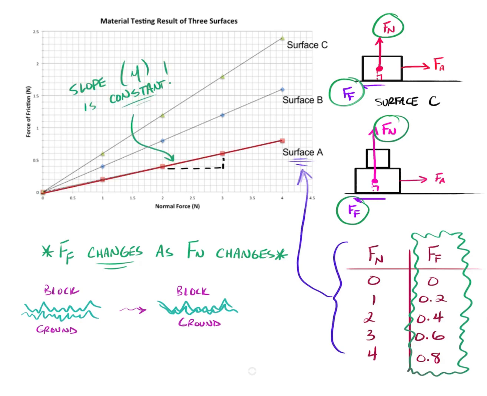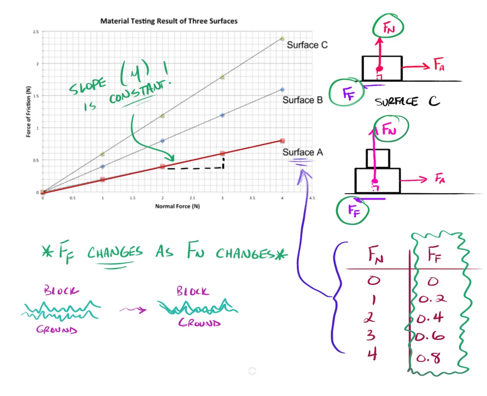If we look at the slope of this line, in this case surface A, the slope, which actually is the coefficient, the frictional force over the normal force, is constant. Even though you get varying frictional forces, those individual red dots on that line are different. You get different frictional values. But the rate at which the friction increases in relation to the normal force is constant.